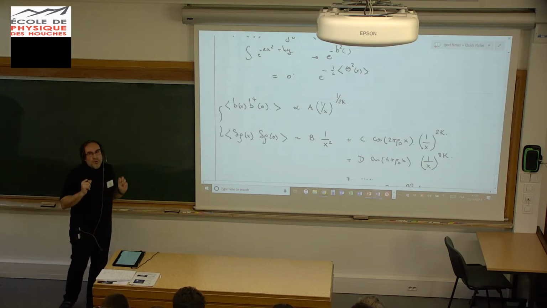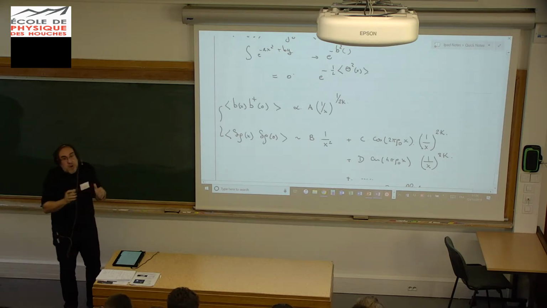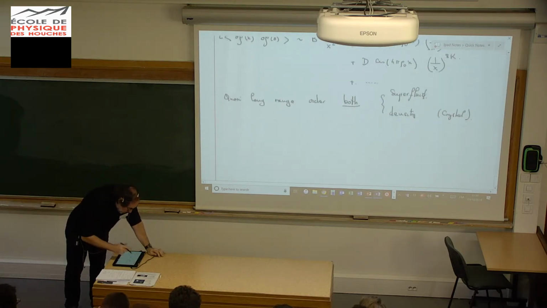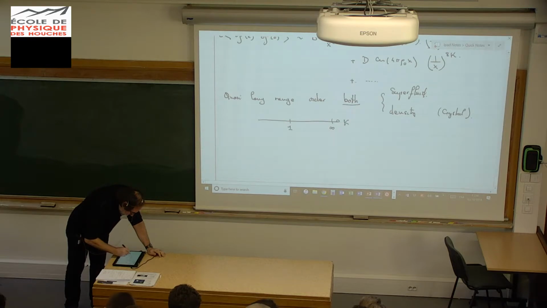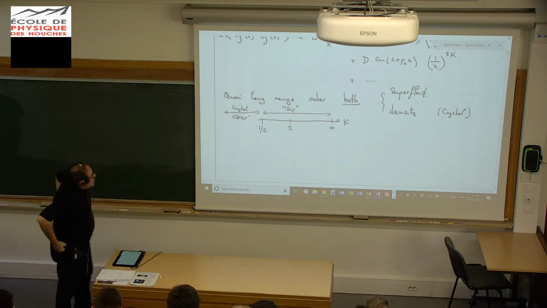So I can write for you a phase diagram if you want. It's not a phase diagram. It's just to say which one is the more slowly decreasing correlation. And if I take this criterion, you see that you would get, as a function of K, here K would be infinity. I put 1 as a reference point. And then I would have 1/2. So I would say here mostly superfluid. And here I would say mostly crystal. Sometimes it's called charge density wave because, okay, you get a wave which describes the density.